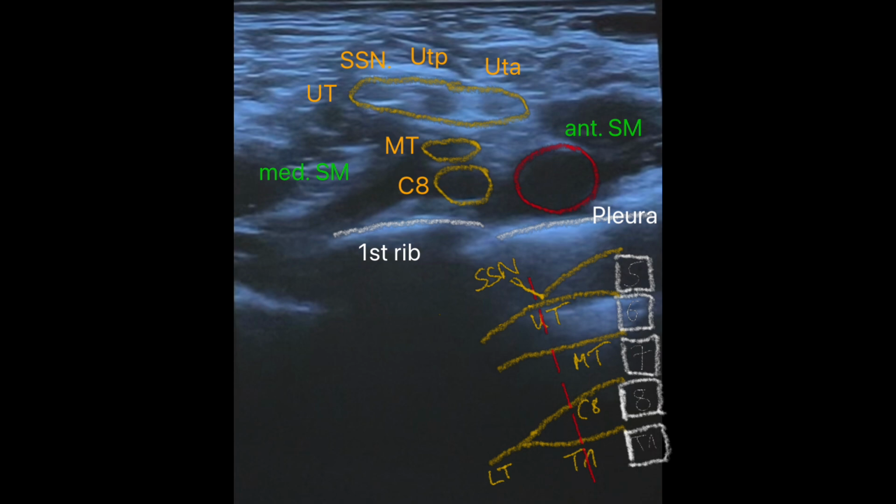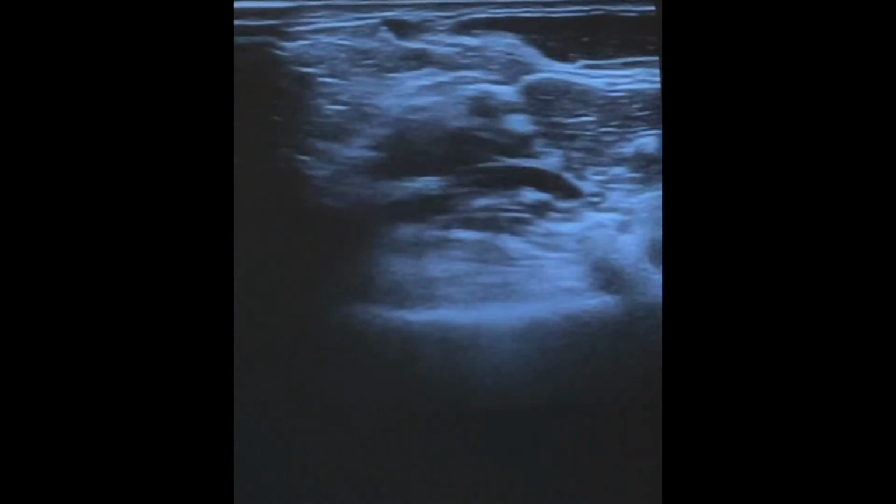Sometimes you can see T1 and even the lower trunk when you toggle your probe in a more caudal direction. But T1 and the lower trunk are usually more difficult to see.